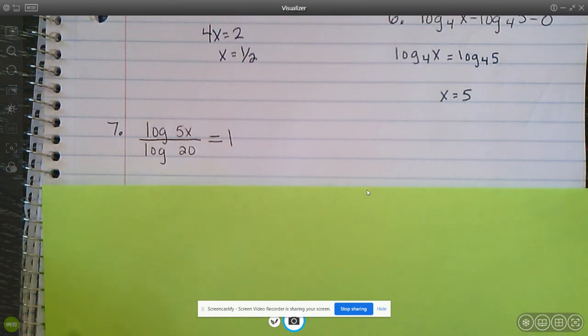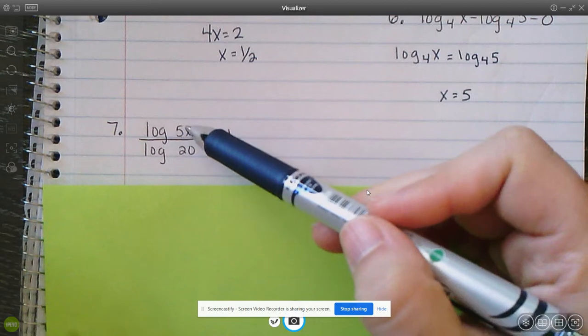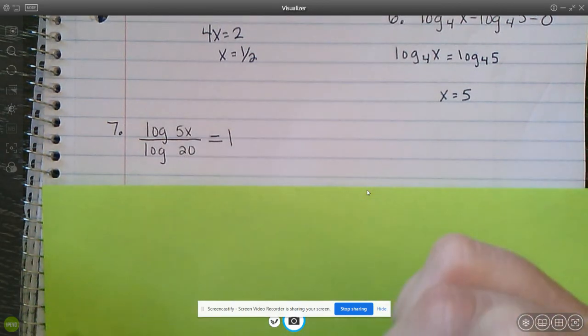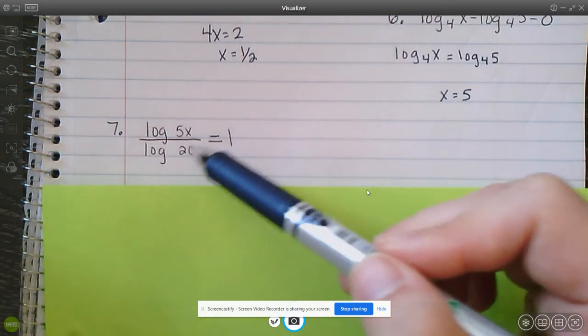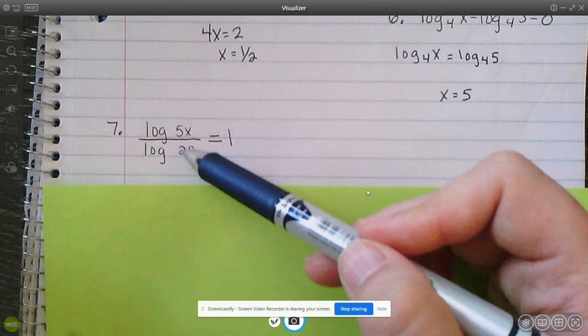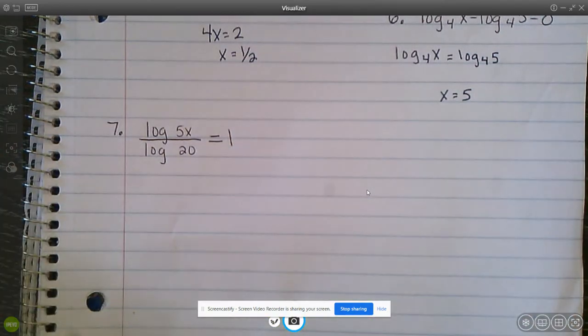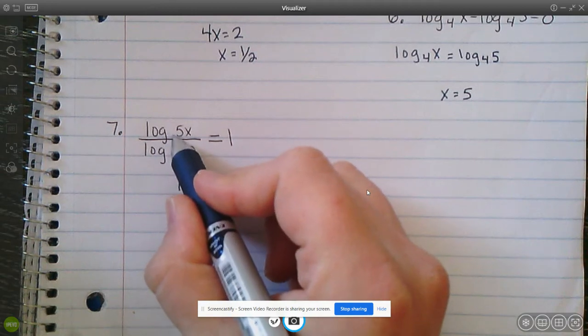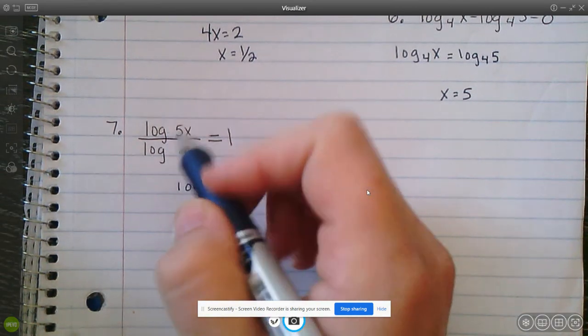Okay, so if you have any fraction that equals 1, that means that your numerator and your denominator have to be exactly the same. So if you had 4 over 4, that would be 1. If you have a million over a million, that equals 1. So that means these two things are the same. So we can take log, and if there's no number here, there's really just a 10, which we don't have to write.